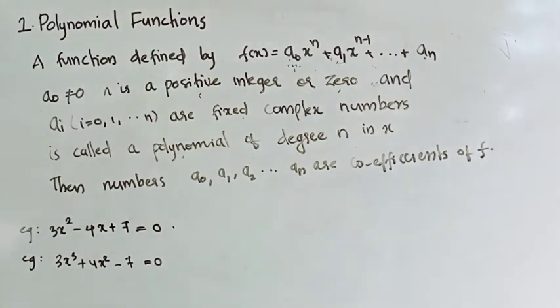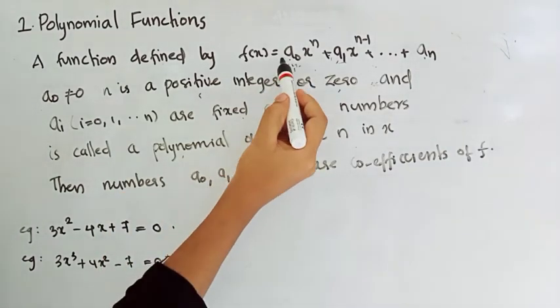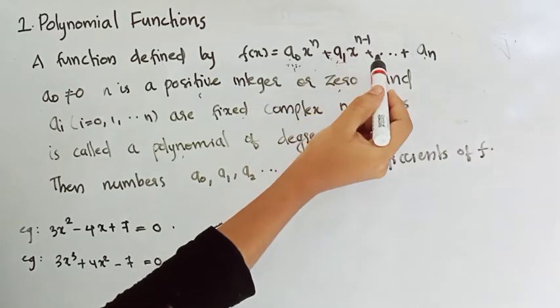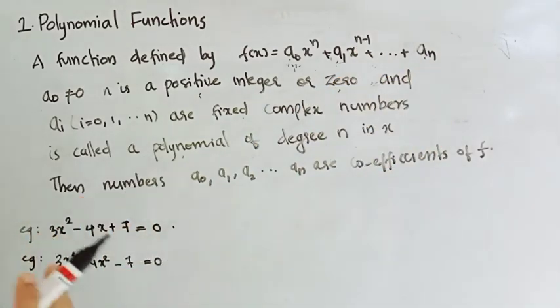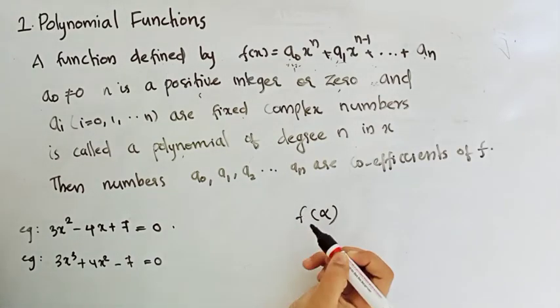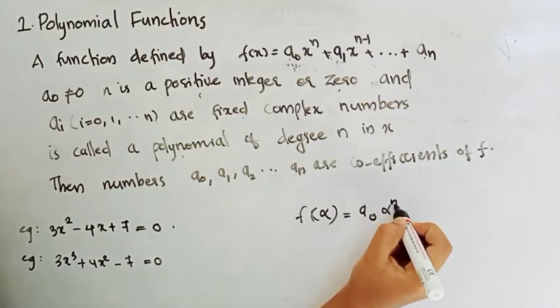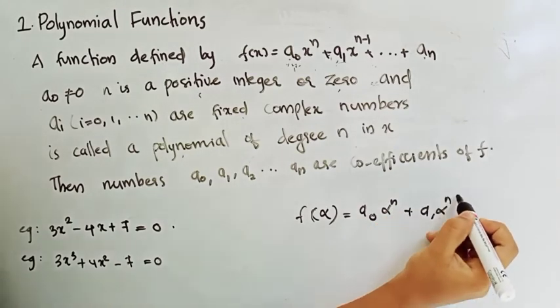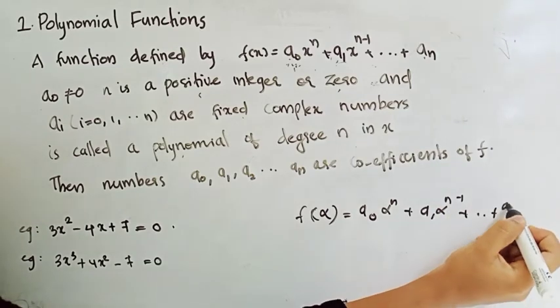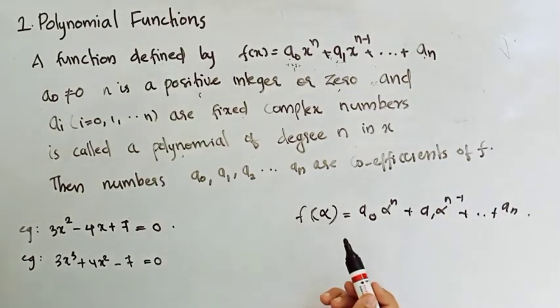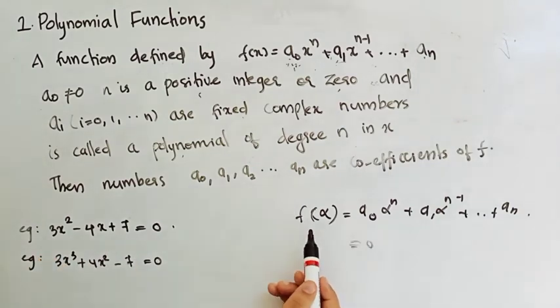So, we know that there are many roots for these polynomial functions. Suppose a function f of x equal to a naught x raised to n plus a1 x raised to n minus 1 plus etc. plus an, and alpha is a root of it, then we can read it as f of alpha, which is equal to a naught alpha raised to n plus a1 alpha raised to n minus 1 etc. plus an, which will be equal to 0. Then this alpha will be called a root of the polynomial.